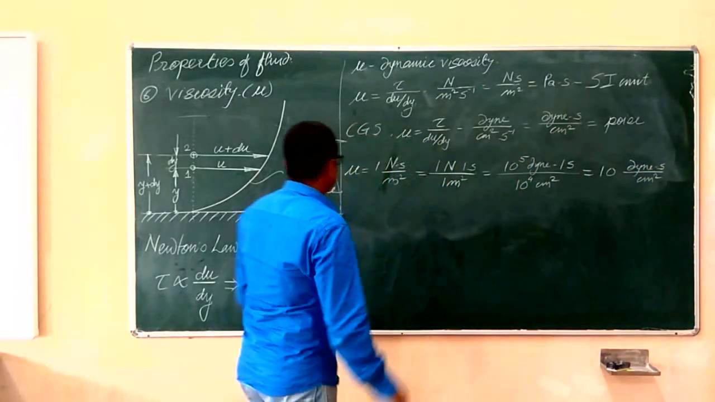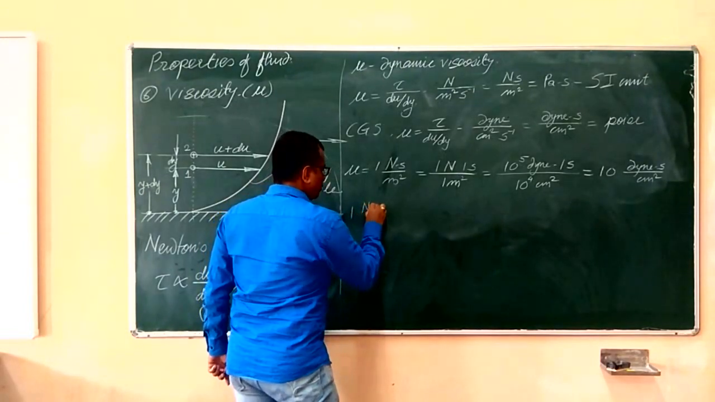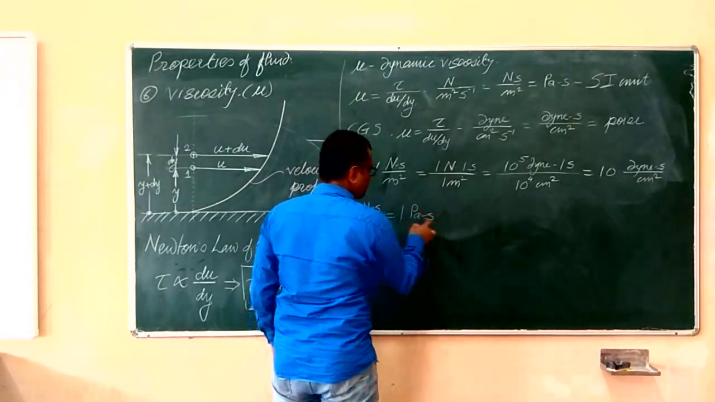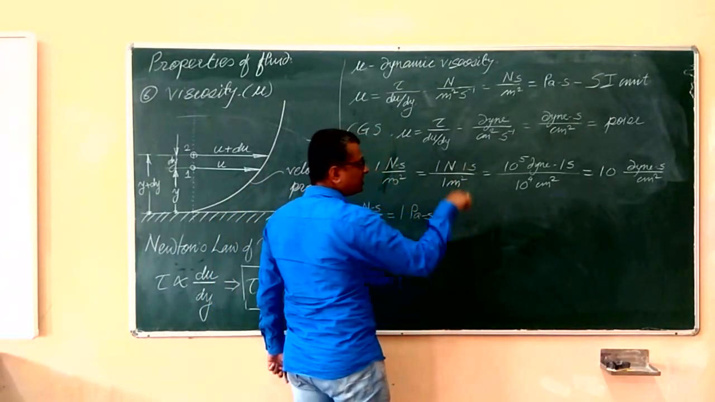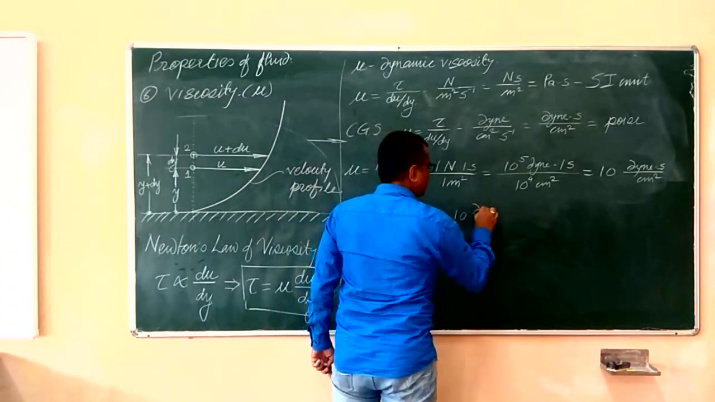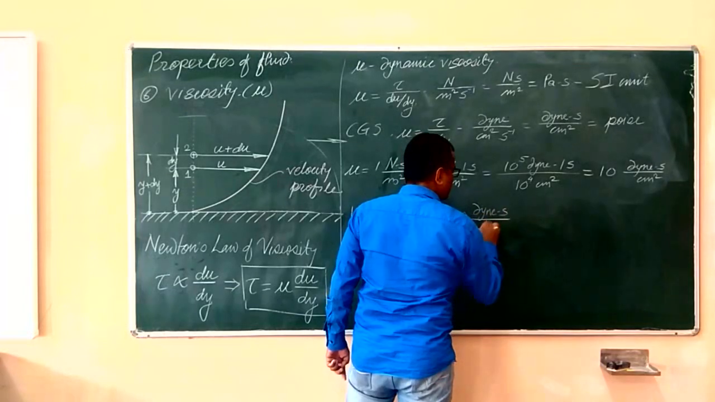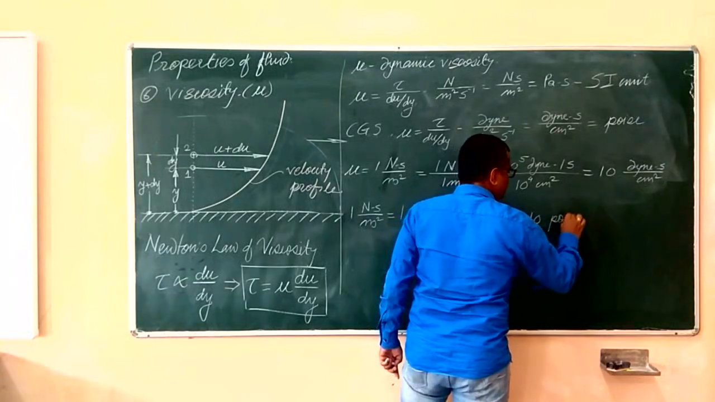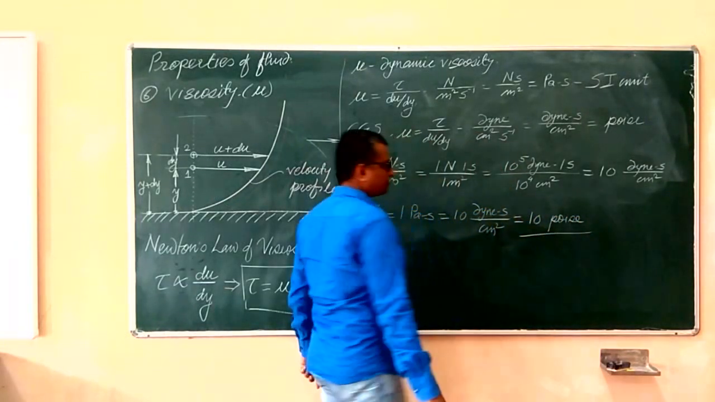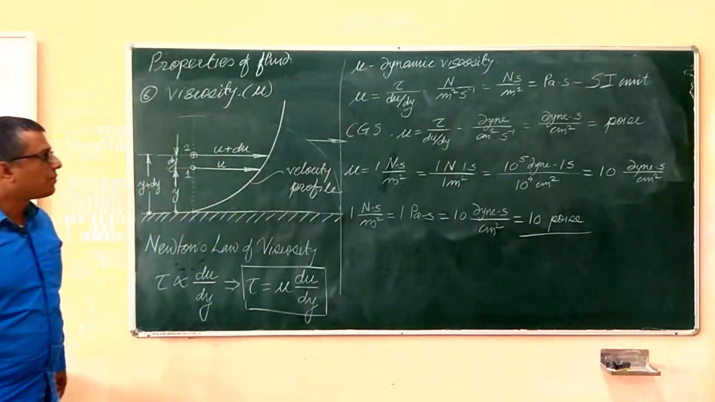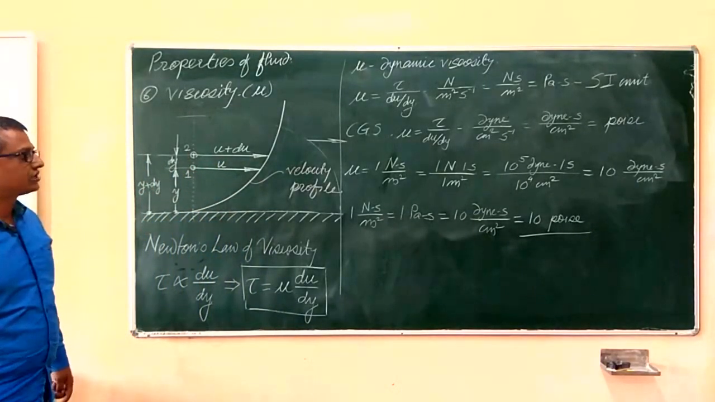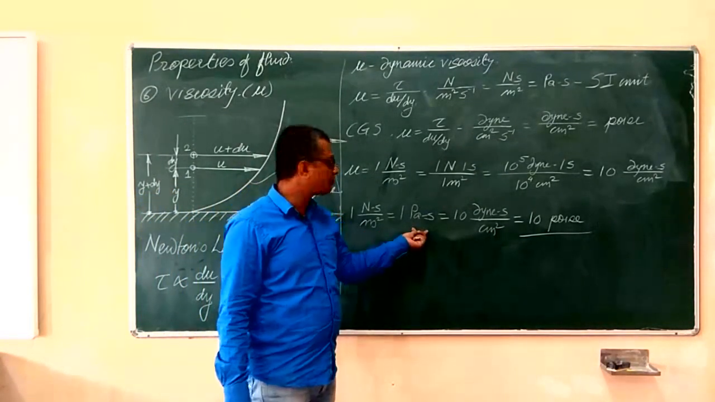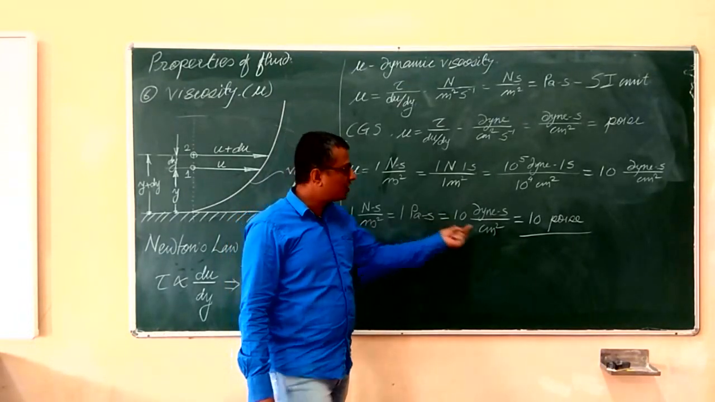So I can write down that 1 Newton second per meter square is equal to 1 Pascal second, that being the same. This is equal, in CGS, to 10 dyne second per centimeter square, and that is also equal to 10 Poise. So that's the relation. Basically, this unit 1 Pascal second is quite large, so practically we do not use such a unit. Even Poise is also a large unit.